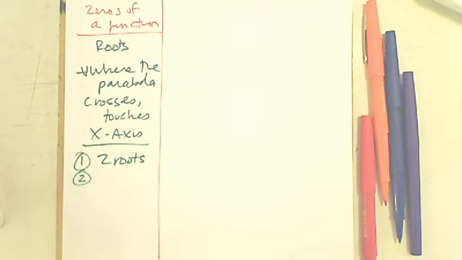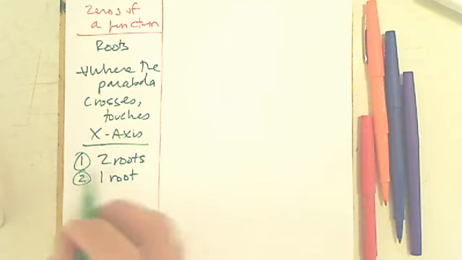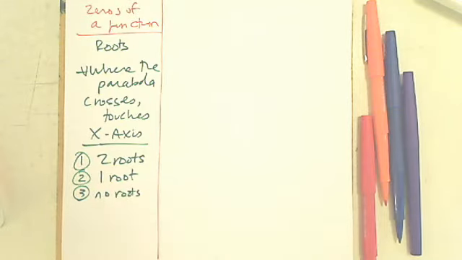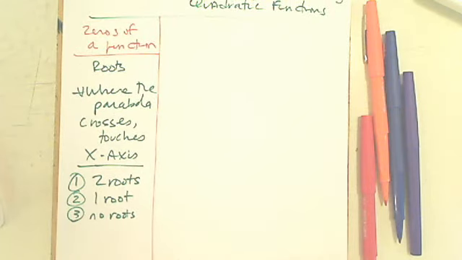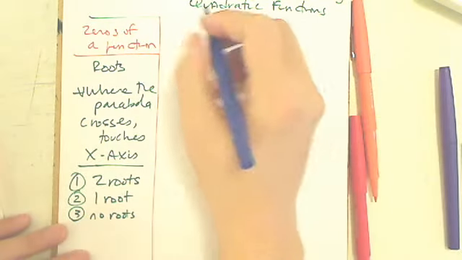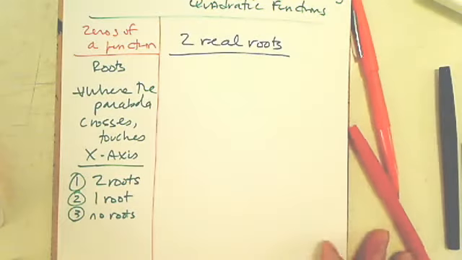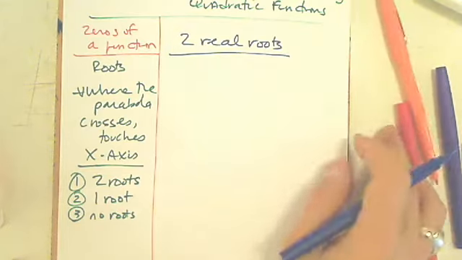It can also only touch once, or 1 root, or, what's the last guess? No roots. No real roots. No solution. It can cross twice, it can cross once, it can cross no times. Like in the equation that we did today, that system, that will give you no touches, no roots. The first one will give you 2 solutions. It has 2 touches. When you have 2 real roots, all that means is where does it cross the x-axis?